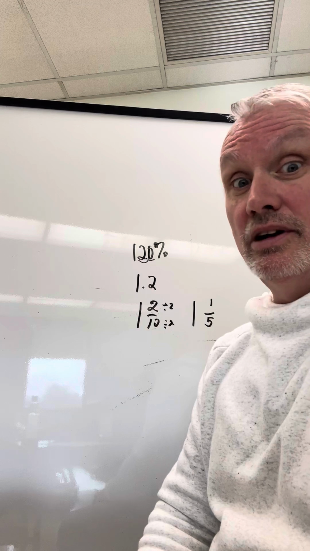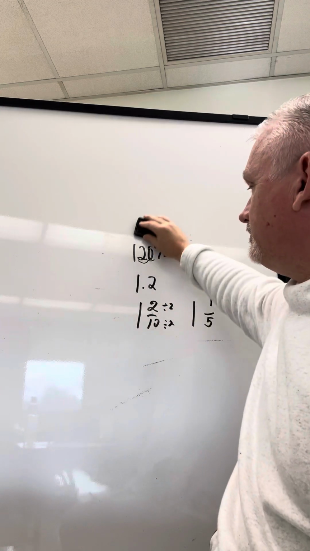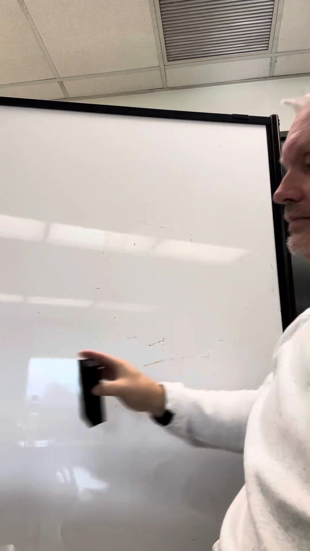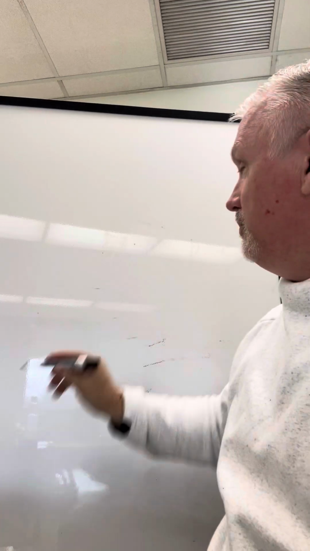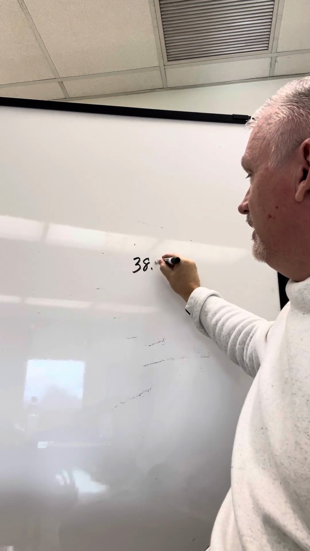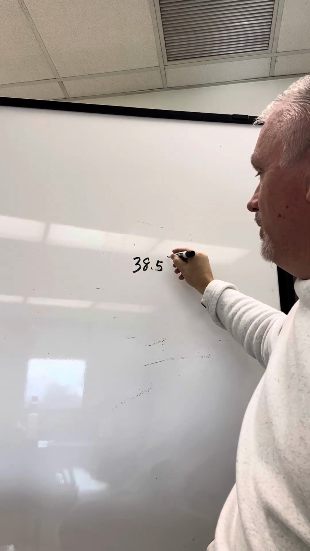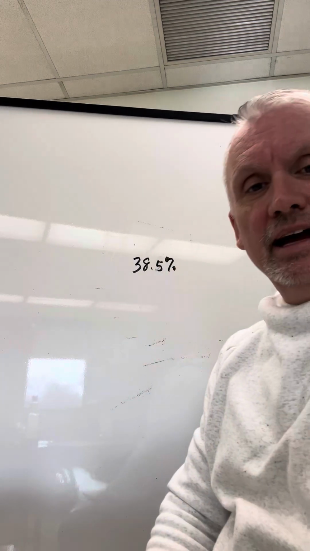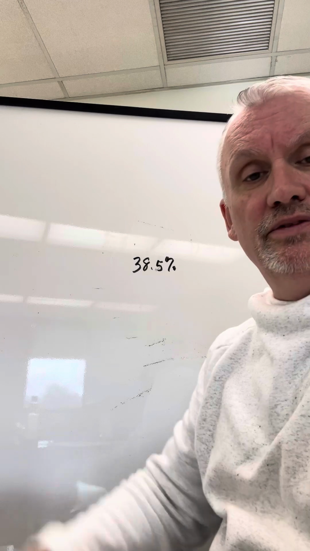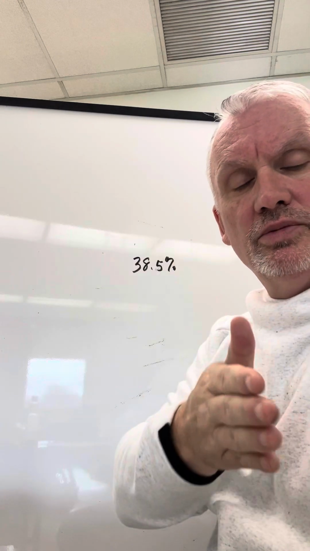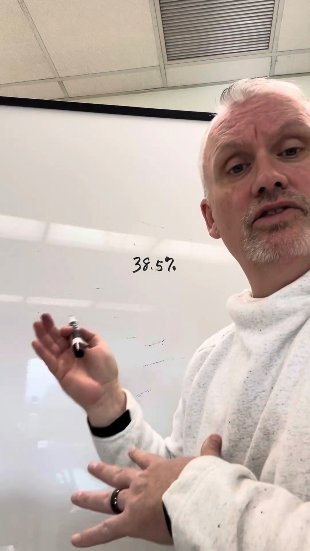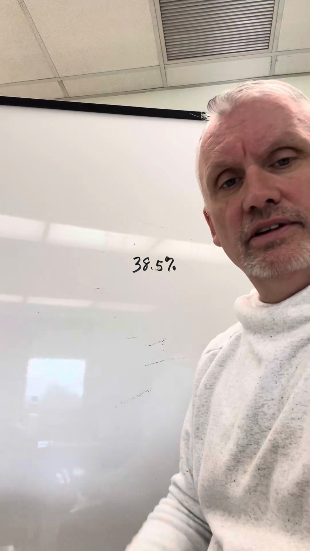Let's do another one of those. What if I gave you 38.5%? Again, change it to a decimal. If you have a percent, change it to a decimal, change it to a fraction. Go in that order. I think it's the easiest way. Can you do it the other way? Sure, you can do it other ways.